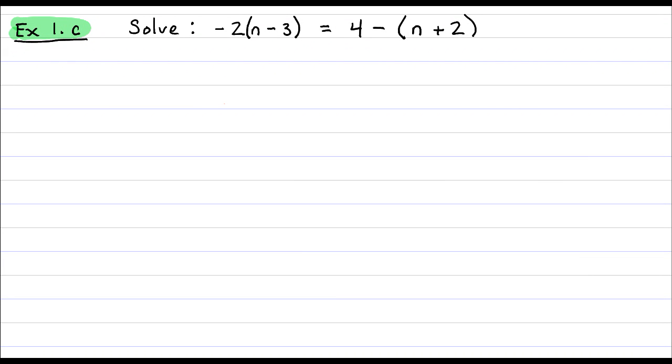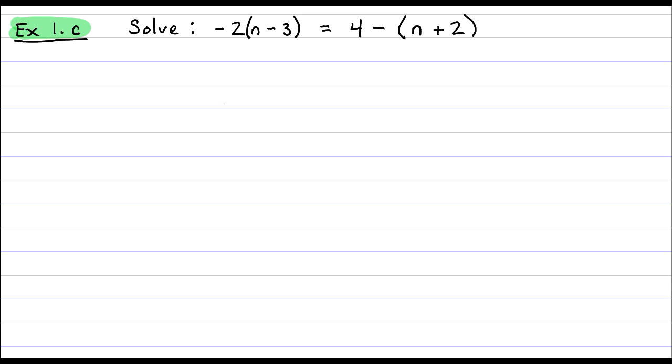Continuing on to part C of example 1, we have another linear equation here that we are being asked to solve. Like in the last problem, this problem has parentheses, so the very first thing we need to do is go through and get rid of all the parentheses. Now you need to be careful because it's very easy to make a sign error on this particular problem.